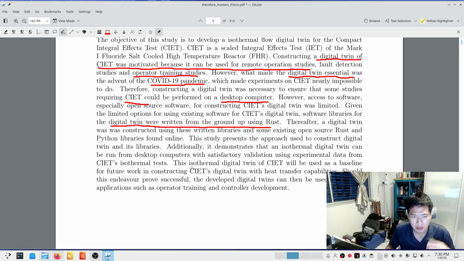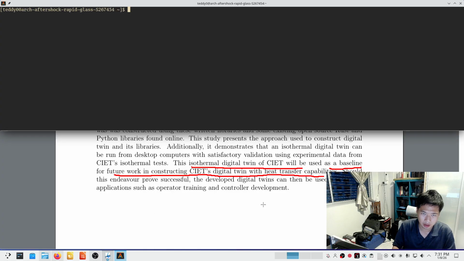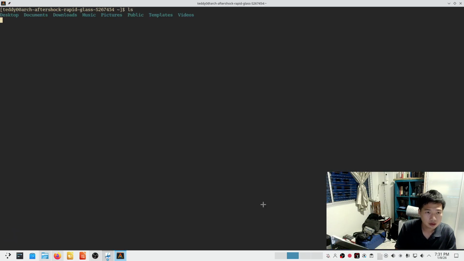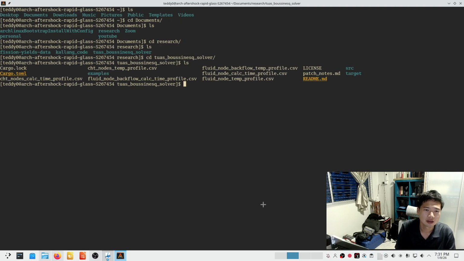Well, the thing with this isothermal digital twin is that I wanted to use it as a baseline to construct the full digital twin with actual heat transfer capabilities. So this was not even completed during my PhD, but I have actually completed it now. So I can show you what the end result is like after many years.